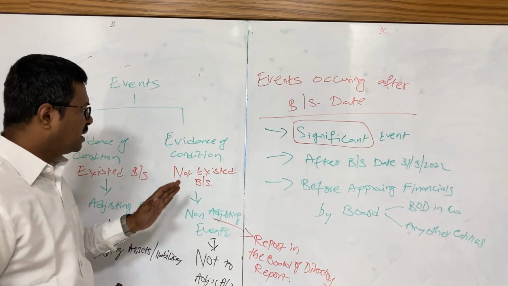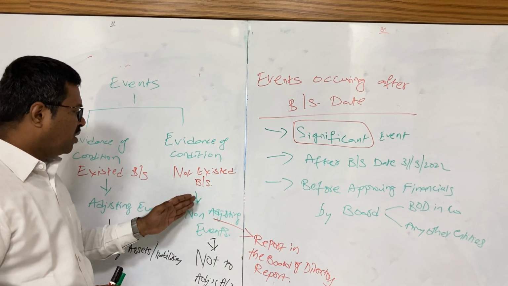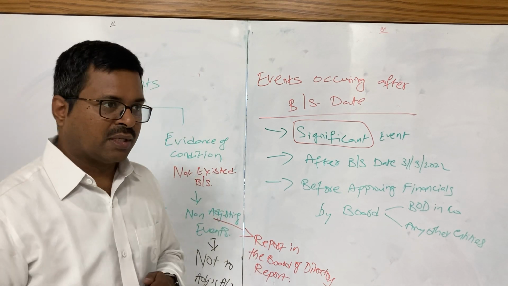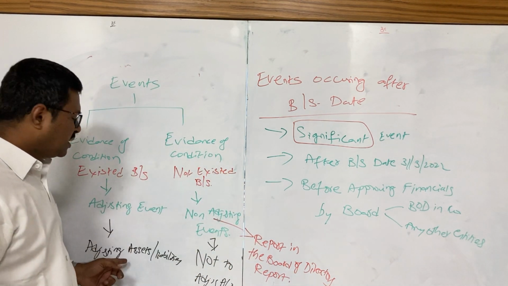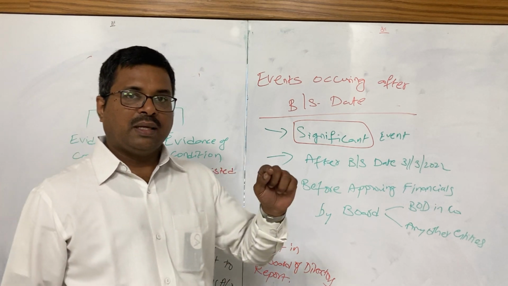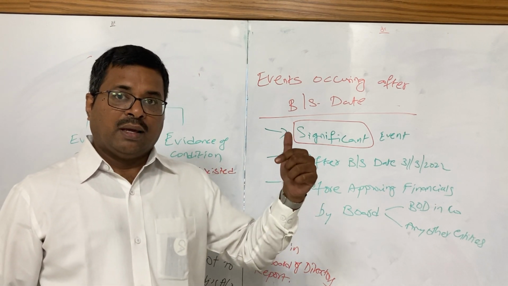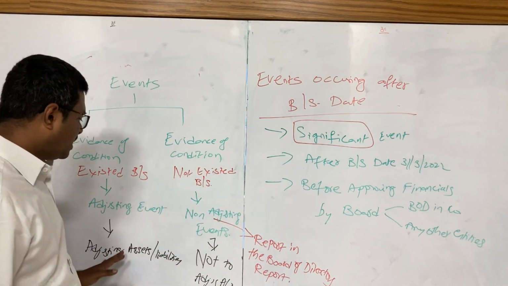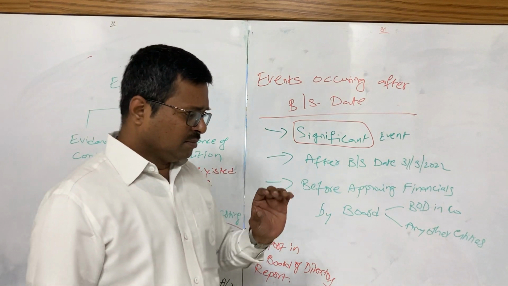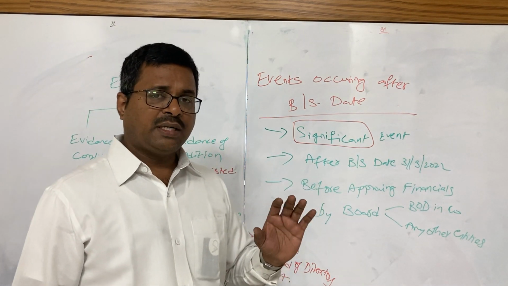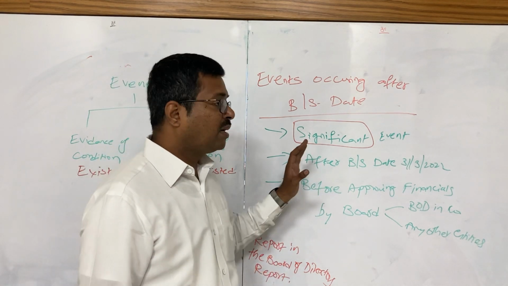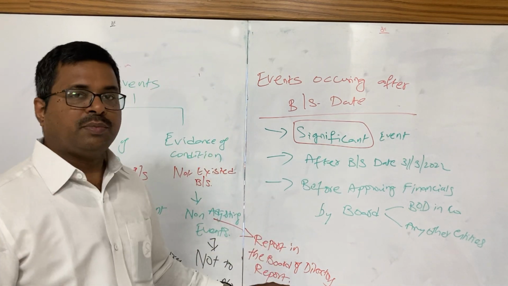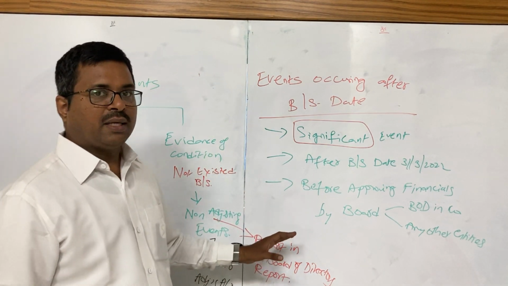For example, a simple example for a condition not existing on the date of the balance sheet is, suppose a significant fire accident has occurred after the date of the balance sheet. That cannot be adjusted in the assets and liabilities because the particular condition did not exist on the date of the balance sheet. It occurred after the date of the balance sheet, so it should not be adjusted in the assets and liabilities, but the estimated value of the loss of that particular significant fire accident has to be mentioned by way of a note in the director's report.